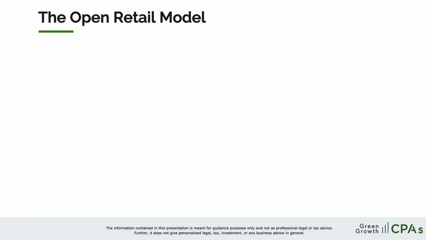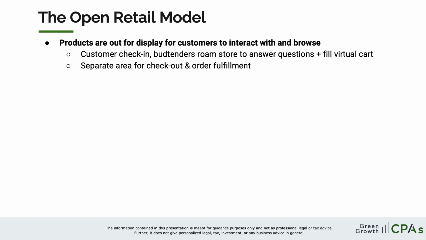So this layout is similar to an Apple store. If you've been to an Apple store in the past 5 or 10 years, right, products are laid out for display for customers to interact with and browse at their leisure. At a dispensary with this open retail model layout, the customers would check in at that same front desk, and then bud tenders would roam through the store, answering questions and helping to fill a virtual cart for your customers.